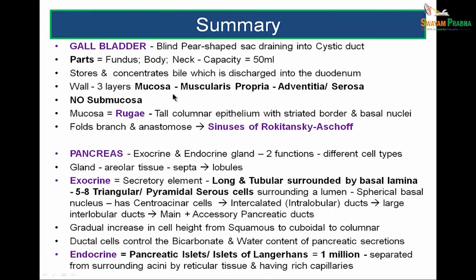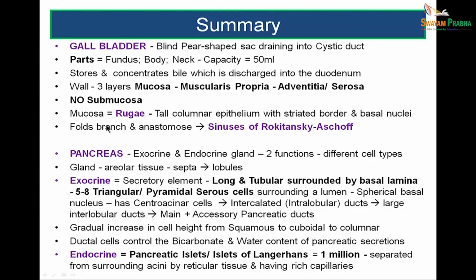To summarize, the gallbladder, we said, is a pear-shaped sac draining into a cystic duct, having the fundus, body, neck, and a capacity of 50 ml. It stores and concentrates bile, which is discharged into the duodenum, and the wall has 3 layers. Remember, no submucosa, just mucosa, muscularis propria, adventitia or serosa.